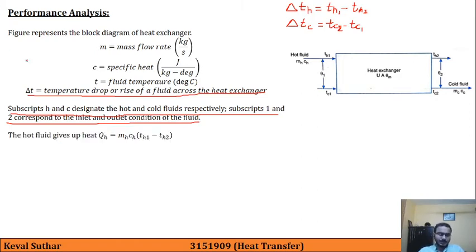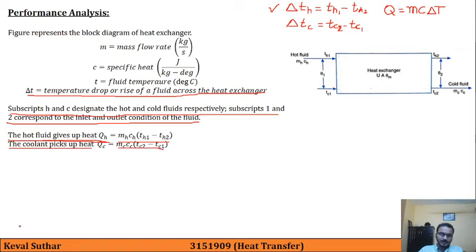Now the hot fluid here gives up the heat QH, which is given by m c delta T. If you recall, our standard formula is Q is equal to m c delta T, and the same formula is being applied over here, that is mh ch (th1 minus th2), that is, we have utilized this temperature difference. Then the coolant picks up the heat, which is given by QC, that is mc cc (tc2 minus tc1).